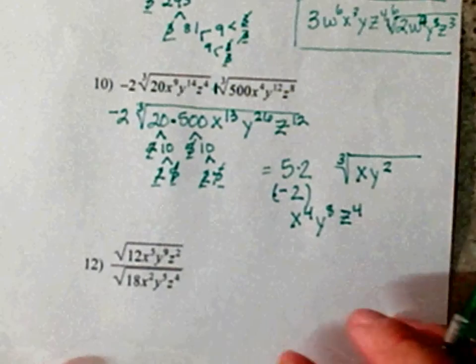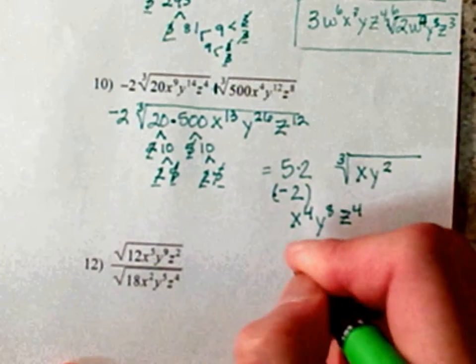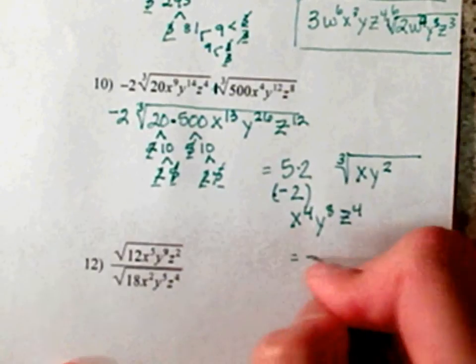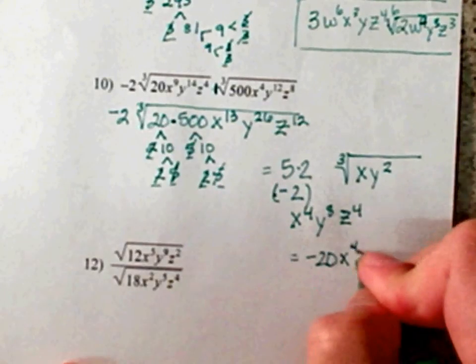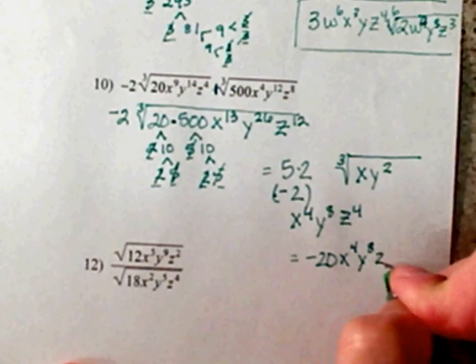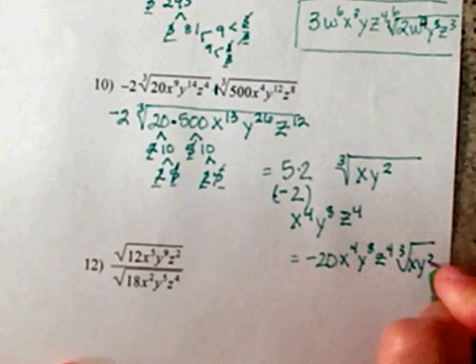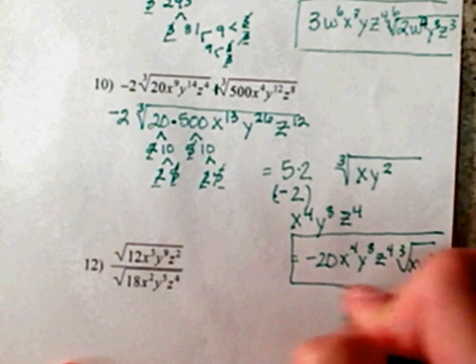So here's your final answer. 5 times 2 is 10. 10 times negative 2 is negative 20. X to the 4th, y to the 8th, z to the 4th, times the cube root of x, y squared. There's your solution. Okay, let me rewrite this one better. I was running out of pen there.